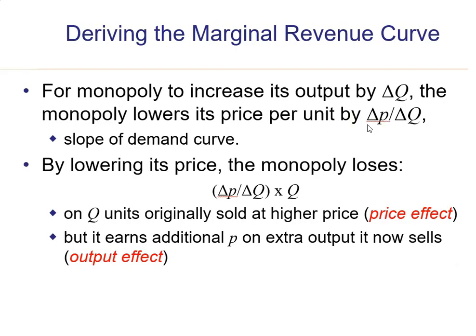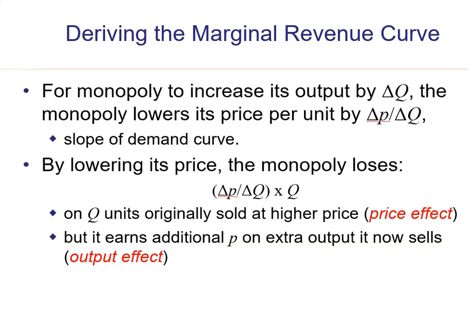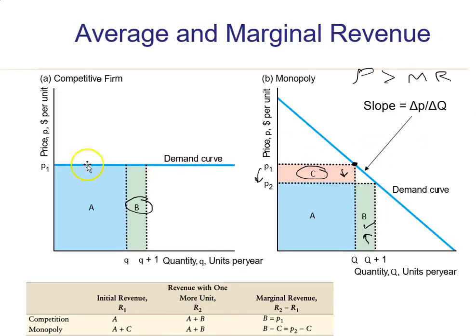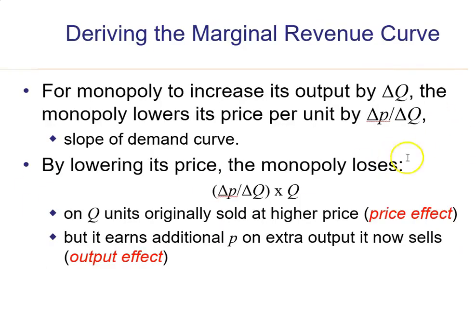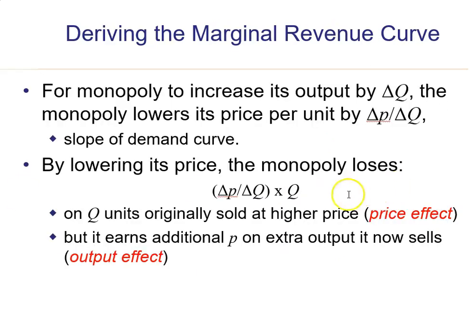So for a monopolist to increase its output by the change in Q, here in this image, we're changing output, this is our change in Q, then it's got to lower the price per unit by this change in P over change in Q. Here, change in P over change in Q, this is the slope of the demand curve. By lowering the price, the monopolist will lose out on this slope, change in P over change in Q, times Q. Because previously it was selling Q units, and so this is area C. It loses out on that area.